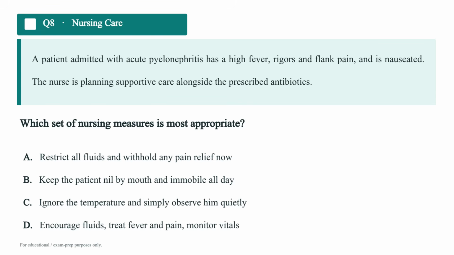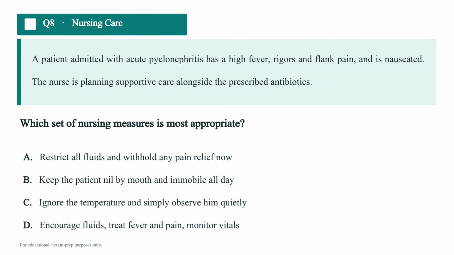Question 8. A patient admitted with acute pyelonephritis has a high fever, rigors, flank pain, and nausea, and the nurse is planning supportive care alongside the antibiotics. Which set of nursing measures is most appropriate? Option A. Restrict all fluids and withhold any pain relief now. Option B. Keep the patient nil by mouth and immobile all day. Option C. Ignore the temperature and simply observe him quietly. Option D. Encourage fluids, treat fever and pain, monitor vitals. Pause here and choose your answer.